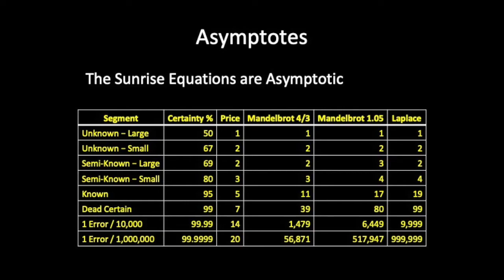To get to known 95% correctness, if Mandelbrot's 4-3 equation were right, then 11 people would have to unanimously agree on every single observation. And if Mandelbrot's 1.05 equation were right, then 17 people would have to unanimously agree. To get to dead certain, or 99% correctness, one would need 39 and 80 unanimous observations, respectively. To get to 1 in 10,000 correctness, one would need 1,479 and 6,449 unanimous observations, respectively.